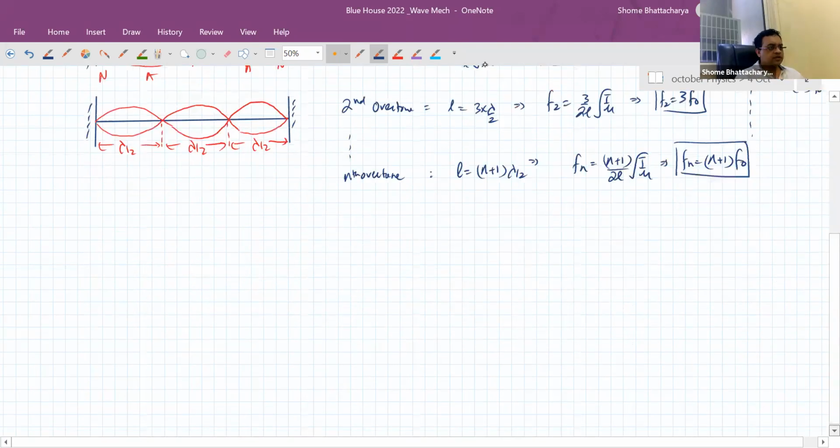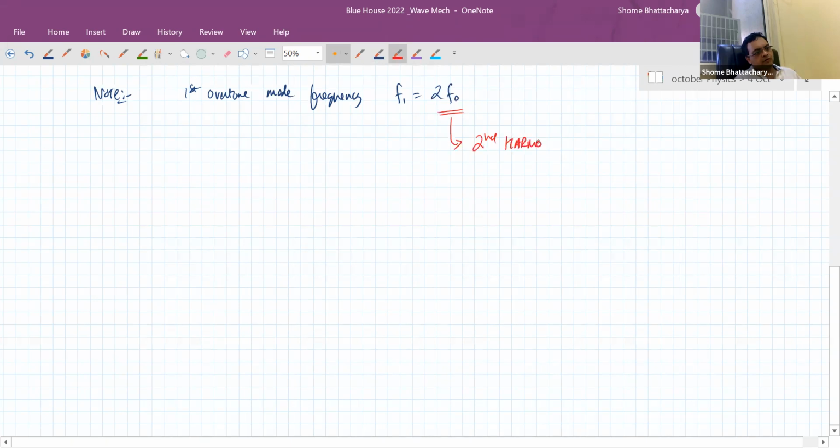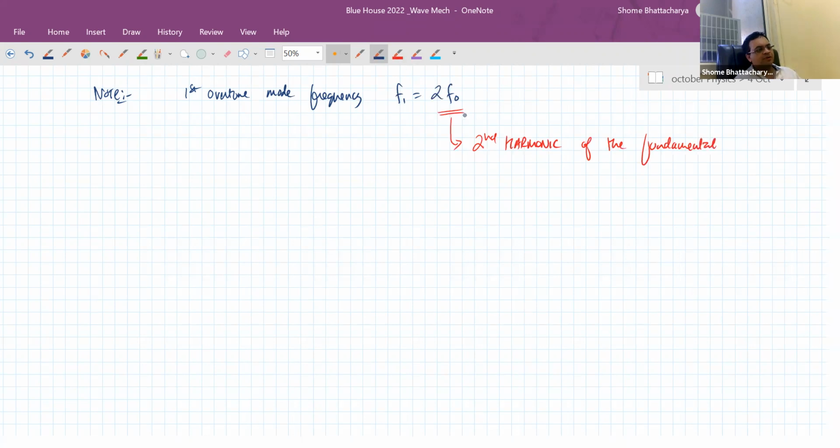Okay, so a couple of things to understand about this. The first overtone mode frequency that we're seeing here, which we denoted as F1, was 2 times F0. Because it is 2 times F0, it is called the second harmonic of the fundamental. Whatever number we multiply the fundamental with, that is called the harmonic of it.